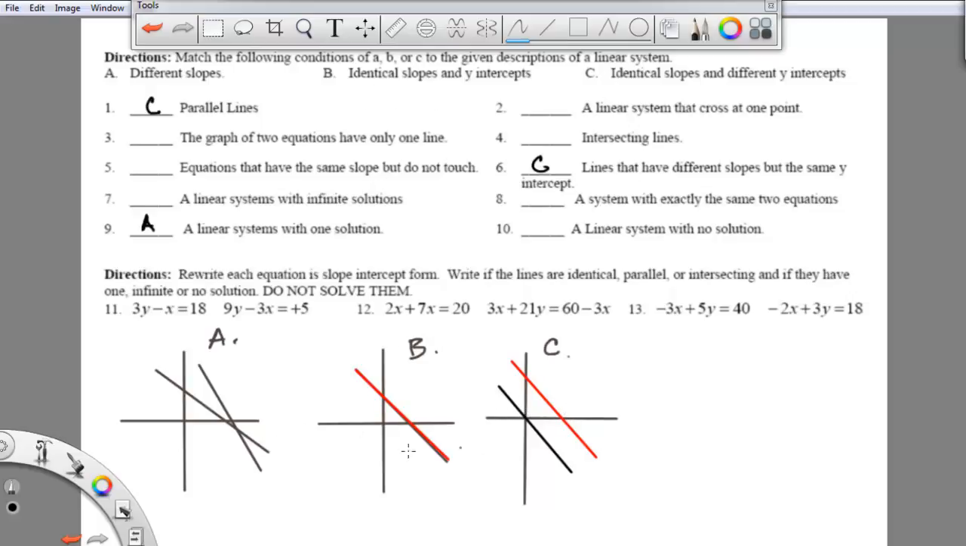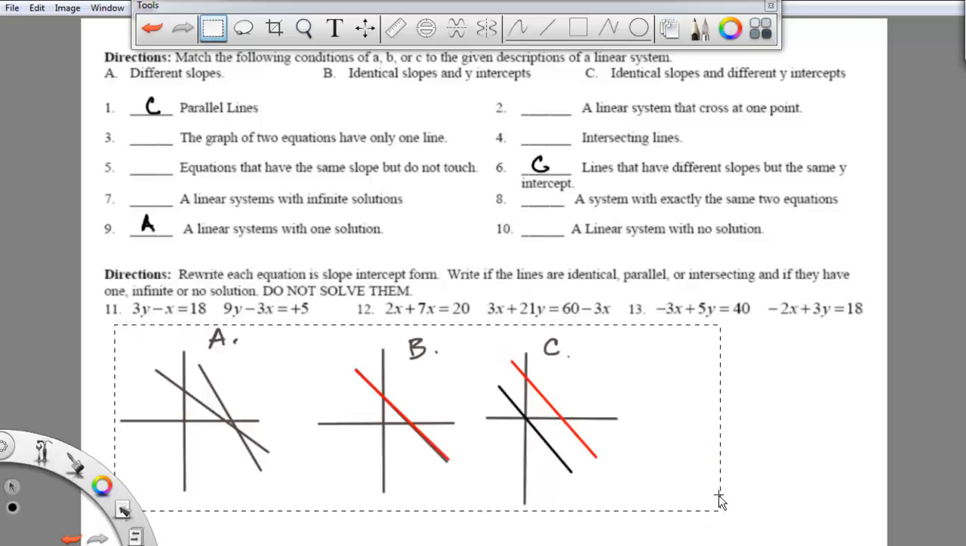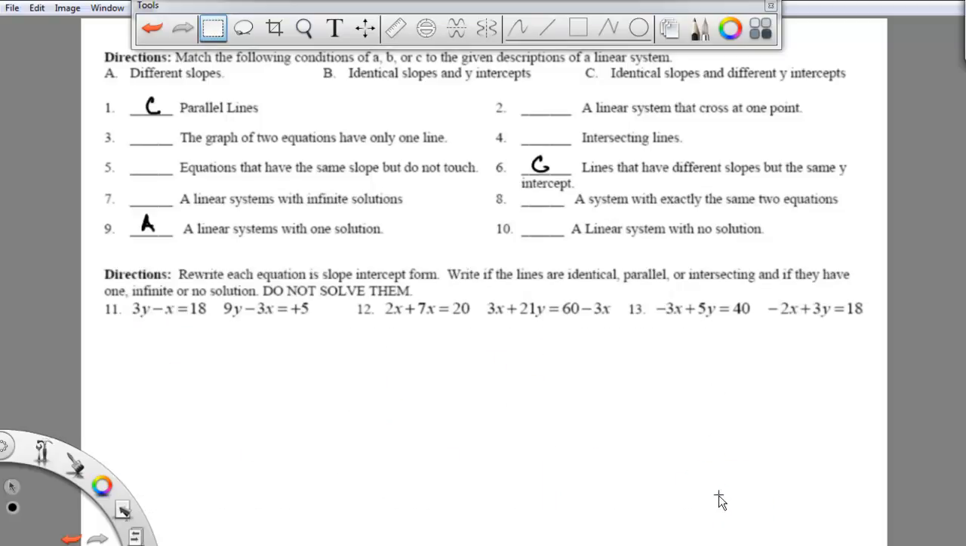And then once you draw your three diagrams, go back through and see the descriptions that are given through each problem and match them. Okay, let's move on now. Let's go on to number 11, 12, and 13.